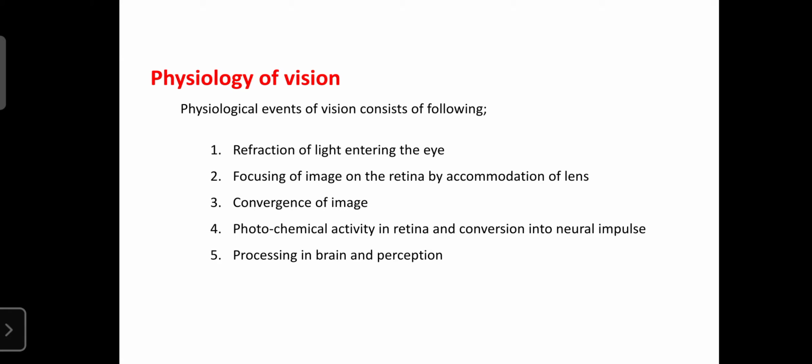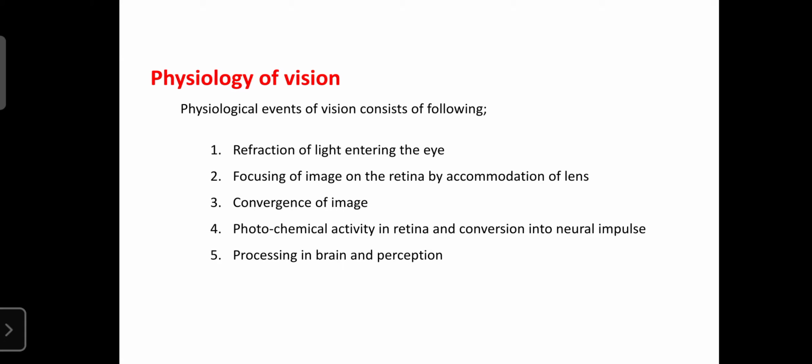So that was known as the convergence of image, that is simply focusing of both eyes on a single point or single object. Next is the phase involving the physiology of vision, that is the photochemical activity in the retina, or conversion into neural impulses. It is one of the important phases in vision, where certain chemical activities occur when the object image falls on the retina, and those images are converted into impulses.